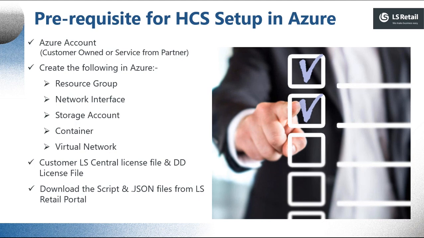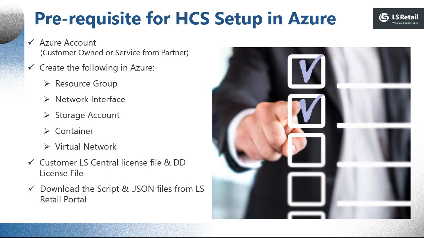Next are the following resources that need to be created in Azure before we begin the HCS installation. The first being resource group. This is a container that holds related resources for an Azure solution. Second is network interface. It is used as an interconnection between a virtual machine and the underlying software network. Third being storage account. It provides a unique namespace in the form of URL in Azure.